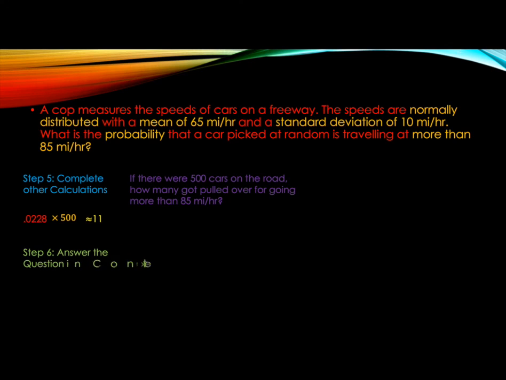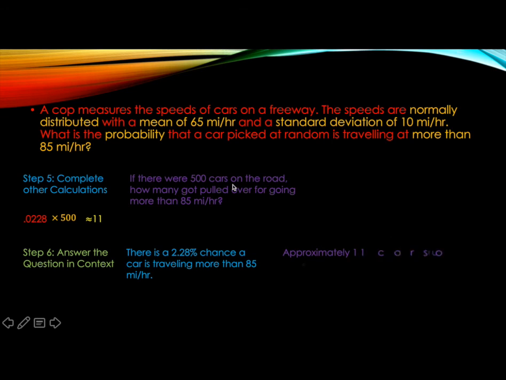Step 6. Answer the question in context. This is a crucial step. For the original problem, this would be, there is a 2.28% chance a car is traveling more than 85 miles per hour. Then for this scenario, you would say, approximately 11 cars out of the 500 got pulled over for going more than 85 miles per hour.